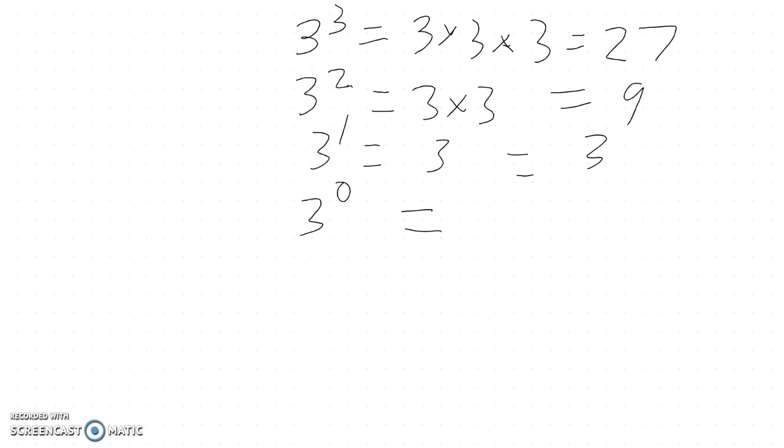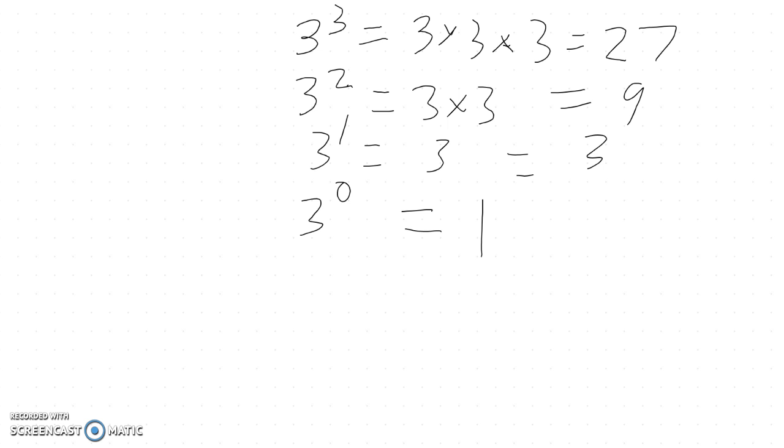I'm going to ask this: how do we get from 27 to 9? The simplest way is you divide by 3. So 27 divided by 3 is 9. 9 divided by 3 is 3. And to take the next step, we're going to divide again by 3. 3 divided by 3 is 1. So 3 to the 0 is 1. Anything to the 0, for that matter, is 1. 57 to the 0 is 1. A billion to the 0 is 1.